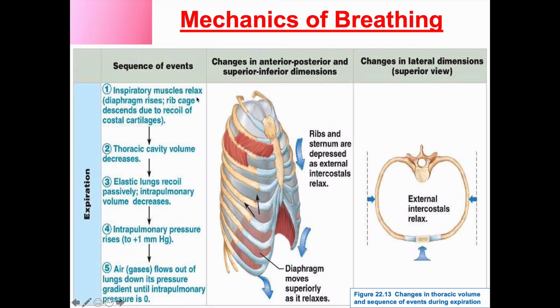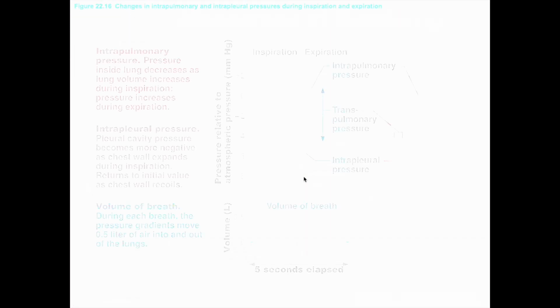Inspiratory muscles will relax, that is the diaphragm. The rib cage descends due to recoil of costal cartilage. Thoracic cavity volume decreases, the elastic lung recoils, then intrapulmonary pressure rises and becomes positive. Then air flows out of the lung. So the diaphragm and the rib cage will shrink in a pump handle movement. So this is what is happening in expiration.